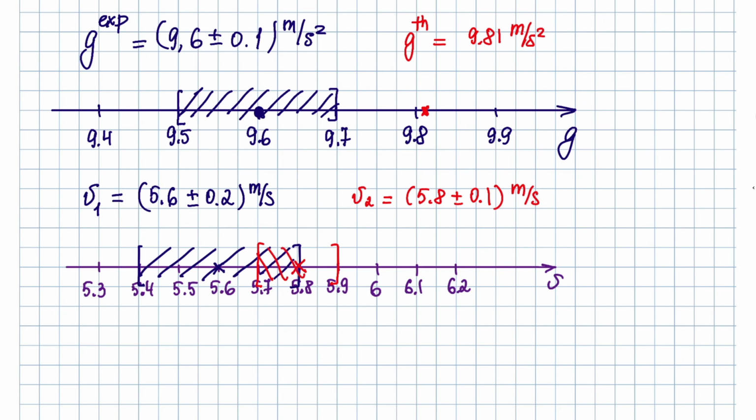And you can see that we actually have an overlap in these two regions between 5.7 and 5.8, and that means that our measurements agree within the uncertainty. And that's how you know if your measurements agree with prediction.